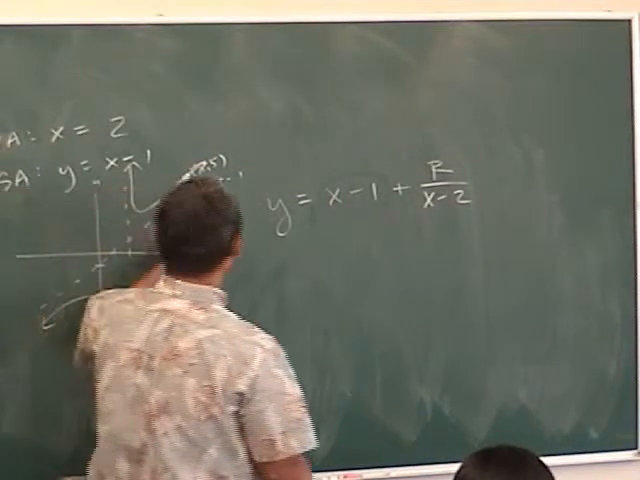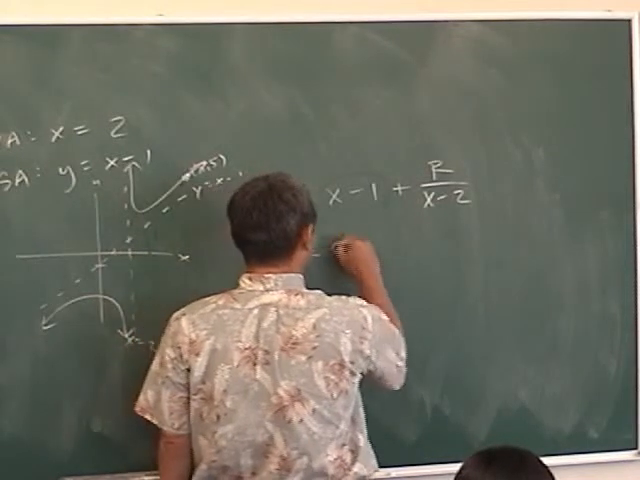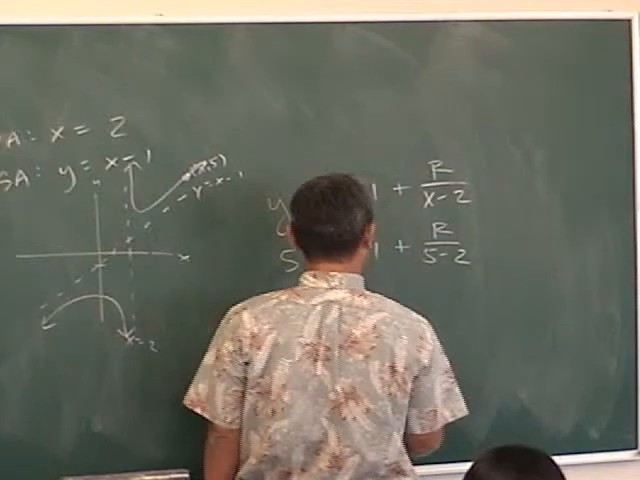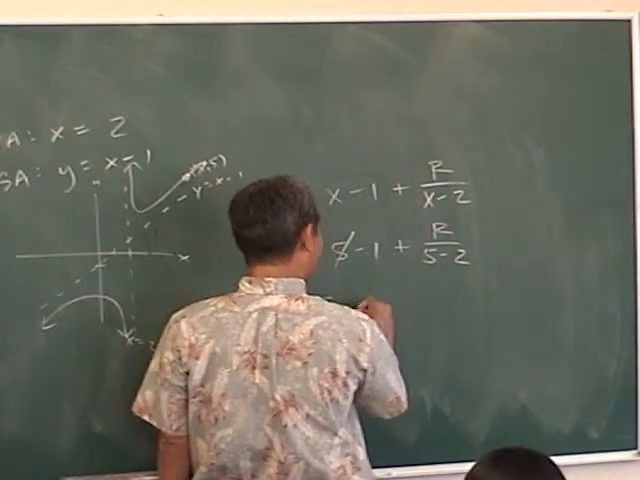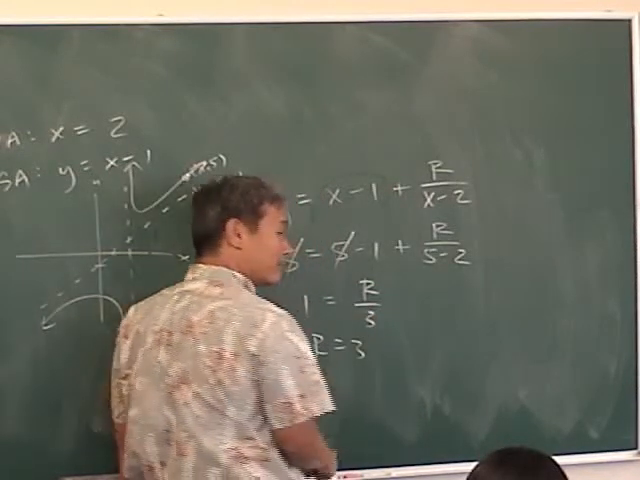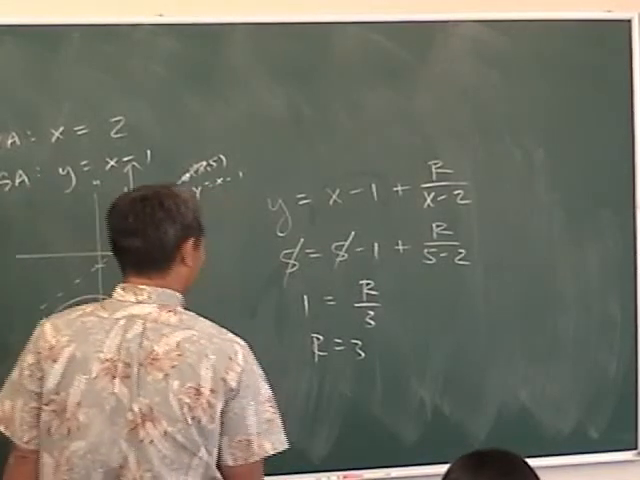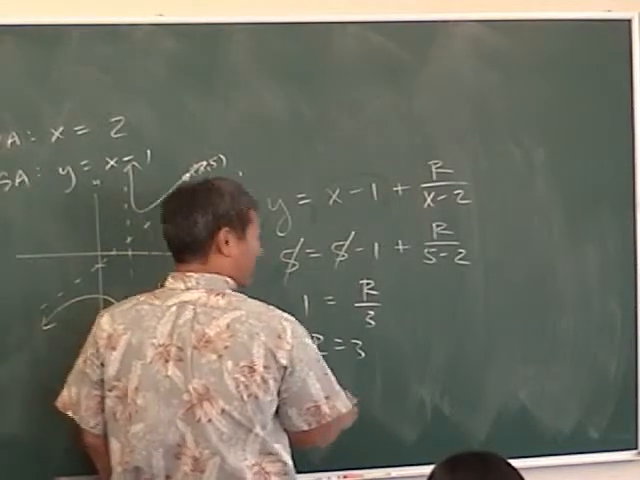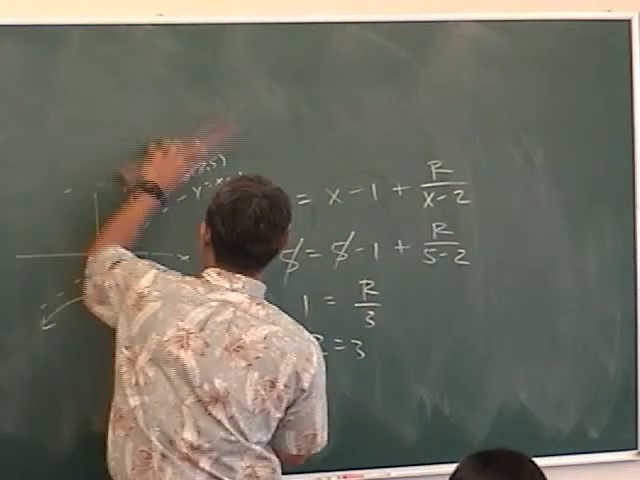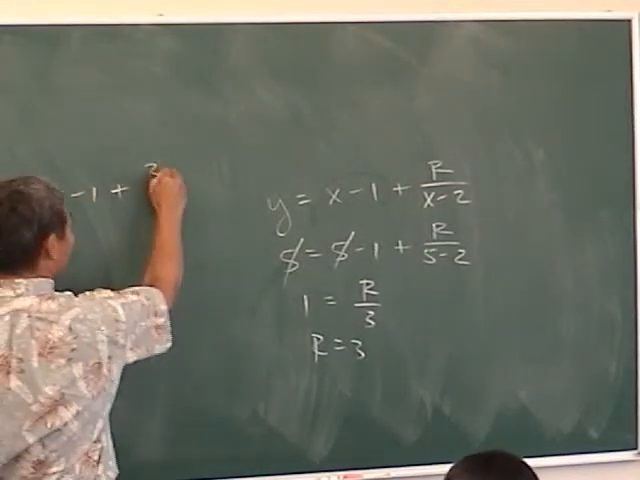Okay, let's do that. Let's see if this person picked a good point or a bad point. So 5 equals 5 minus 1 plus remainder over 5 minus 2. So the 5's cancel out. Oh, this is pretty good. So r over 3 is equal to 1. So r equals 3. Hey, you picked a good one. Who picked it? Quinto. Lucky guess. So the equation of this graph is y equal x minus 1 plus 3 over x minus 2.